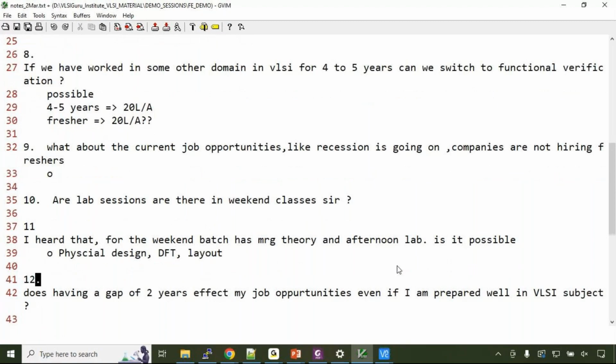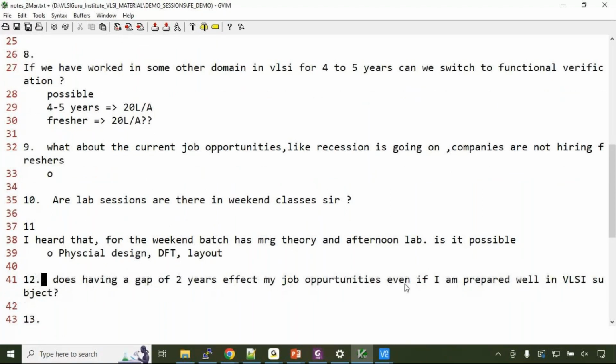Does a gap of 2 years affect my job opportunity even if I'm prepared in the VLSI subject? There is no problem at all. 2 years is nothing actually. People get jobs with a 10 year gap also. The only thing is, you should be good with the subject. To prepare to that level, you should do it passionately.